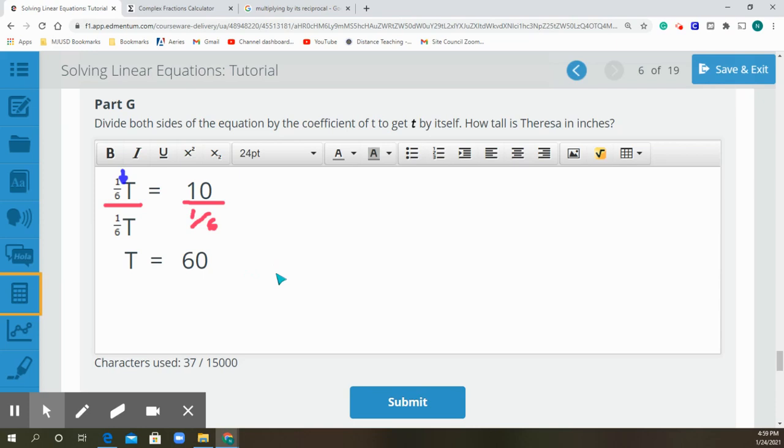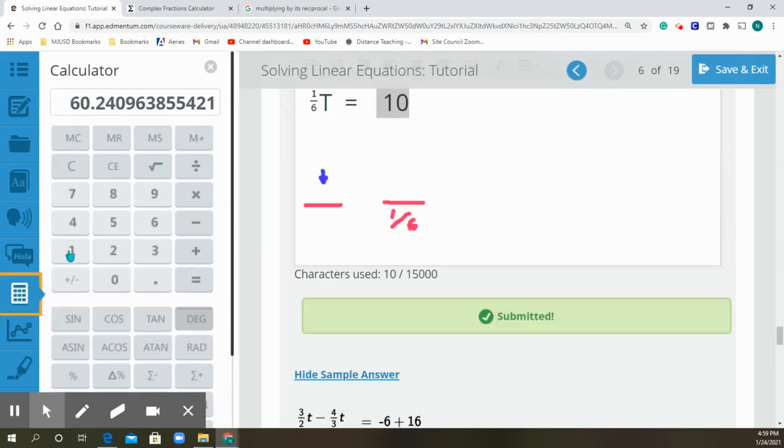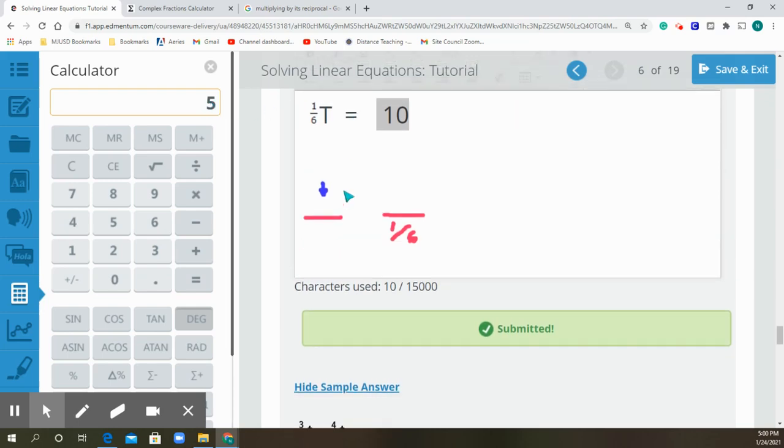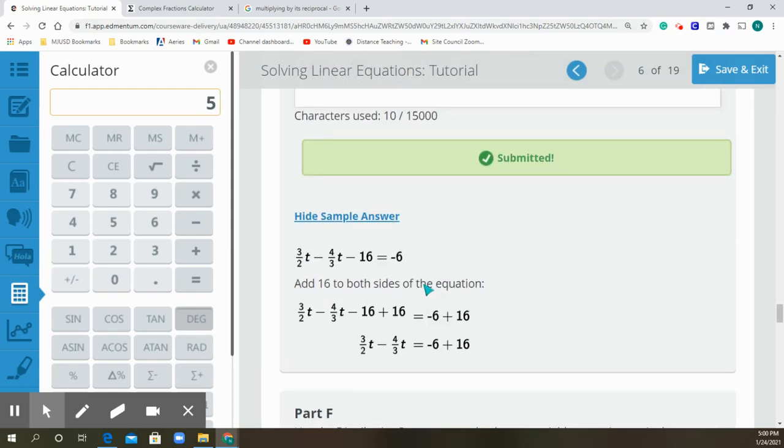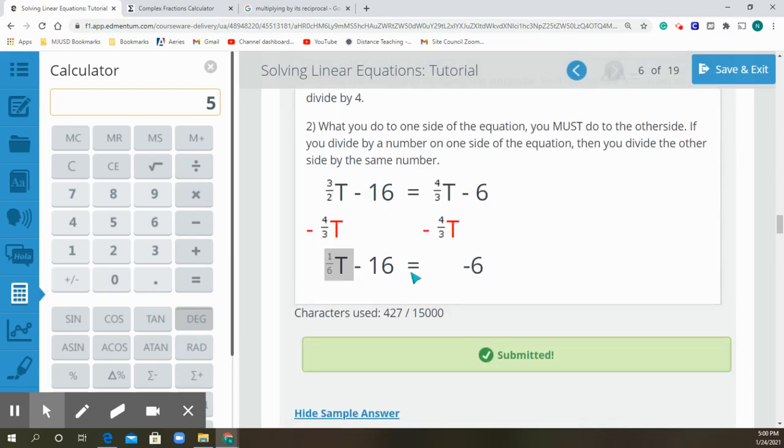Yes. 60 inches is, there's 12 in a foot, so 12 inches in a foot. 60 divided by 12 equals 5. So she's 5 foot tall. If Paul, one of them's, who's 6 more?